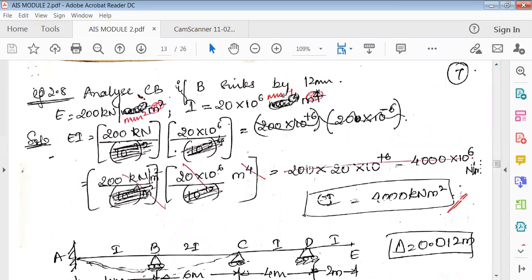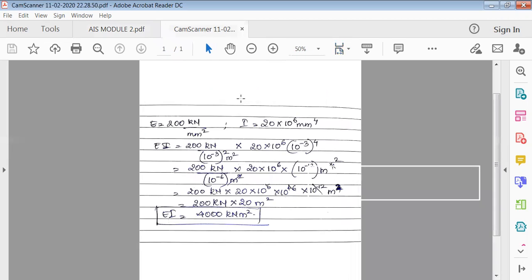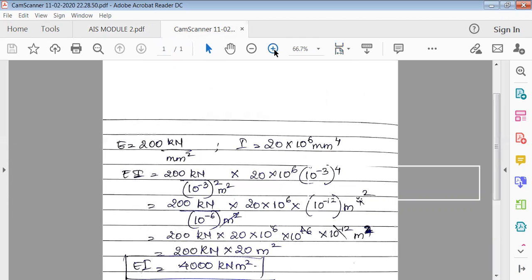Now see here, one value is in terms of kilonewton and the other is mm square. So you have to retain this kilonewton as it is and convert mm square to meter square, and mm raised to 4 to meter raised to 4. Here the calculation is a little clumsy, so I've made a detailed and neat calculation here.